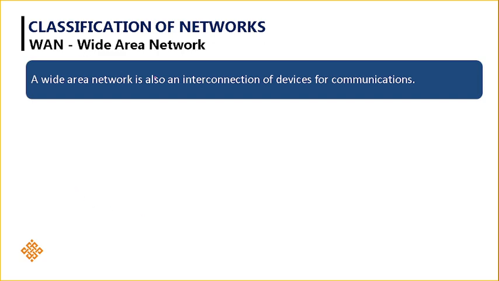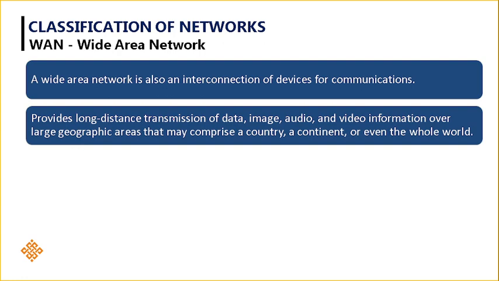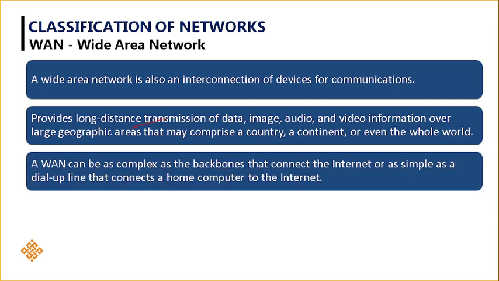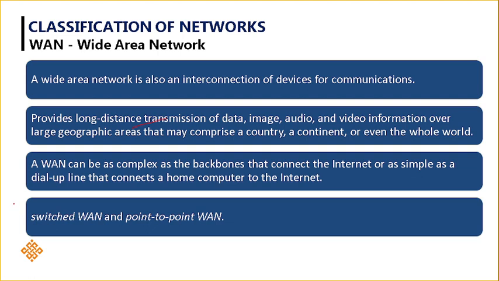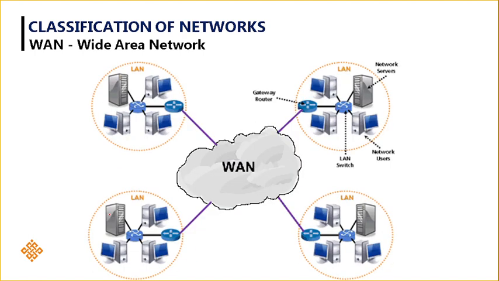A wide area network is also an interconnection of devices for communication. It provides long distance transmission of data. It may be an image, audio, whatever it may be. A WAN can be as complex as the backbones that connect to the whole internet, or it may be as simple as a dial-up connection between the telephone lines. There are different types of WANs like switched WANs and point-to-point WANs. I will make one more video in depth regarding these switched WANs and the point-to-point WANs.